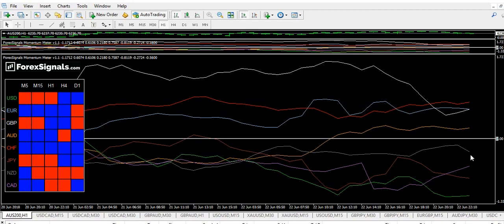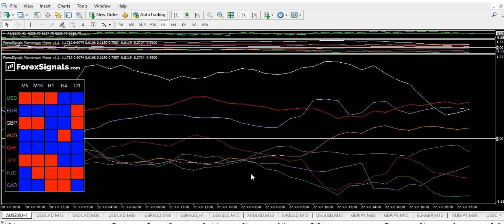Or maybe I'm trading the yen, which is going that side, and the Swiss, which is going that side. So this indicator will help you to see which is the strongest currency versus the other, and it makes sense. So this is one thing that I do, which is the second step.